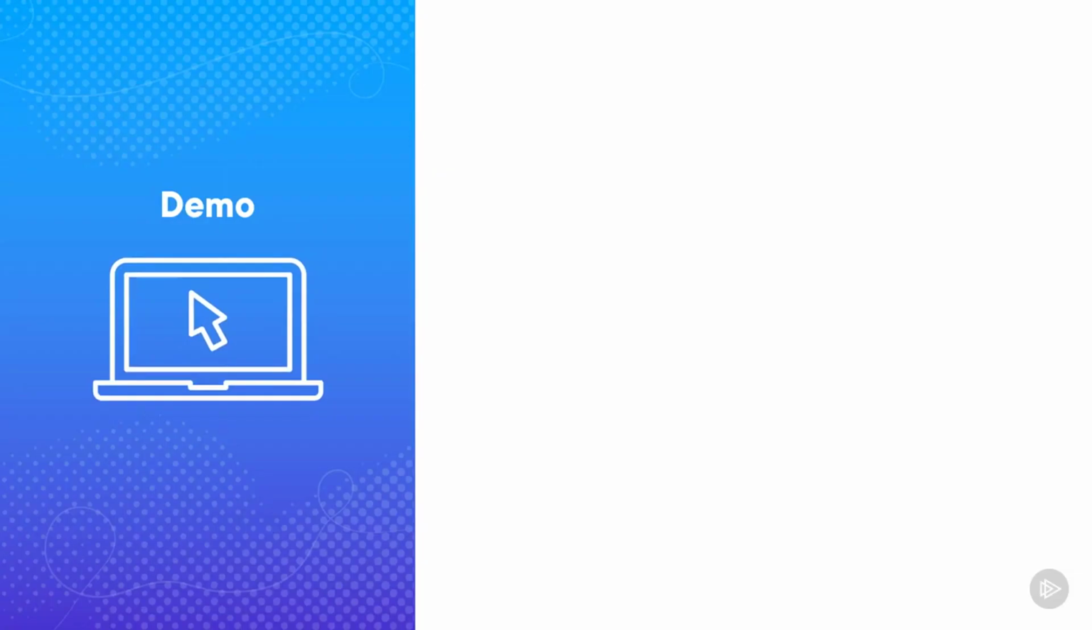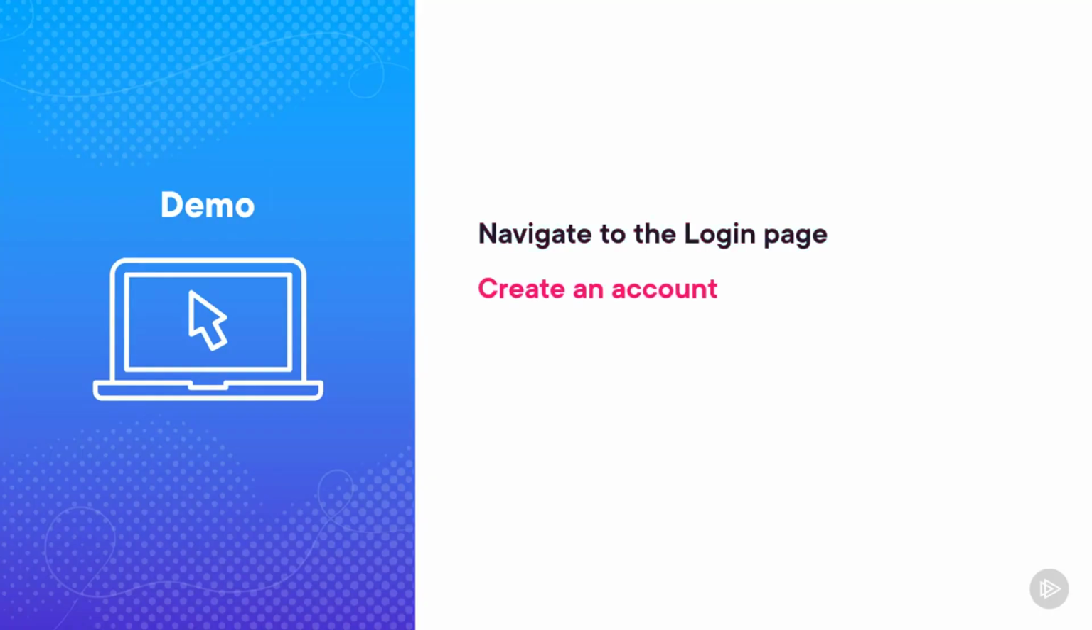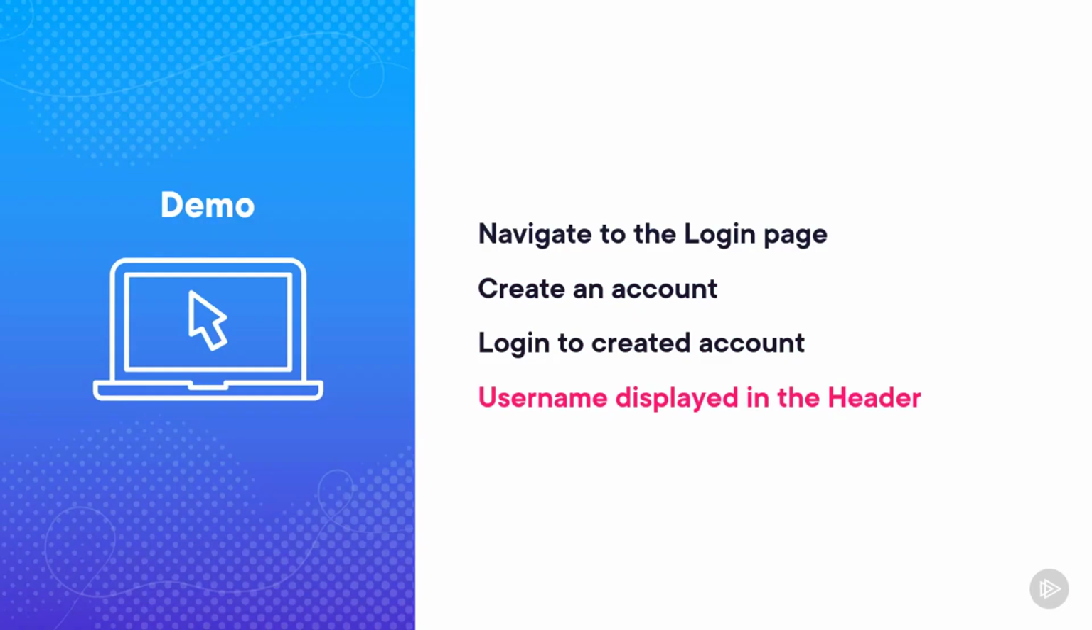Now that we have added the login and register pages, we can take a look at the app. We don't have a menu set up yet, but the header will allow us to navigate between the new pages. Once we start the app, we will verify that we can navigate to the login page. After that, we will create an account, and once the account is created, then we can log in. After login, we will verify that the username is displayed in the header.